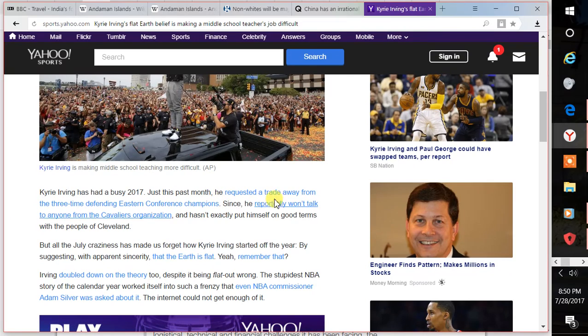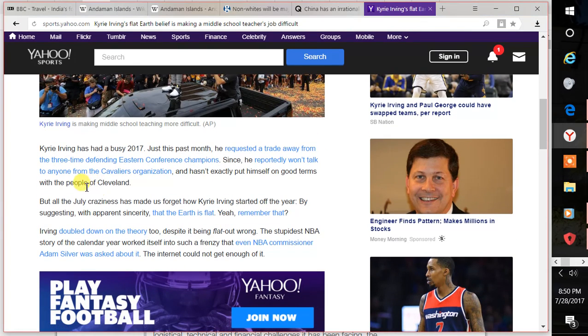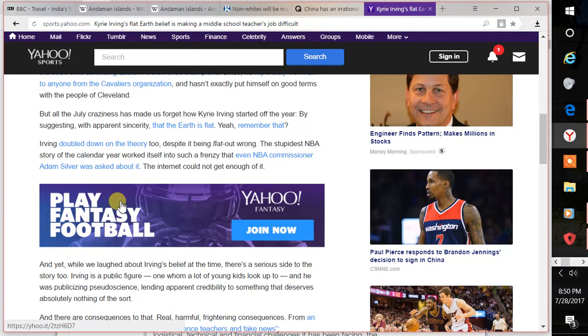So since he reportedly won't talk to anyone from the Cavaliers organization and hasn't exactly put himself on good terms with the people of Cleveland, but okay, let me not just read that. Let me show you what I actually want to say. He says, but all the July craziness has made us forget how Kyrie Irving started off the year by suggesting with apparent sincerity that the earth is flat.